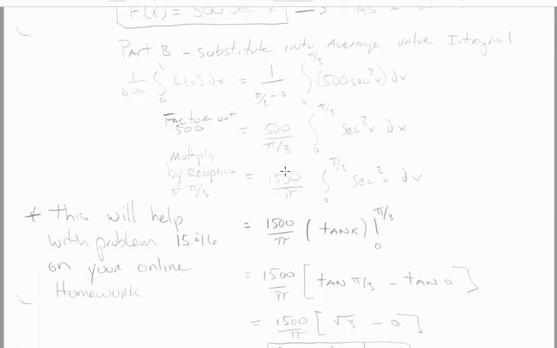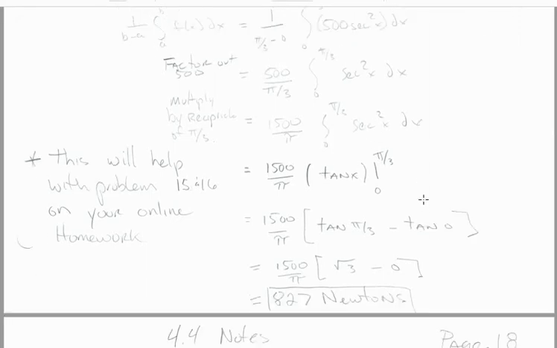Instead of leaving it as 500 over pi over 3, we multiply the numerator and the denominator by 3 over pi. So the bottoms cancel out. We're left with 1500 over pi, and 0 to pi over 3 of secant squared dx. We know the antiderivative of secant squared x is tangent of x.